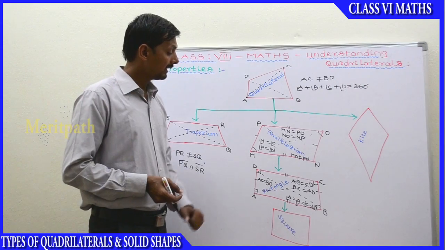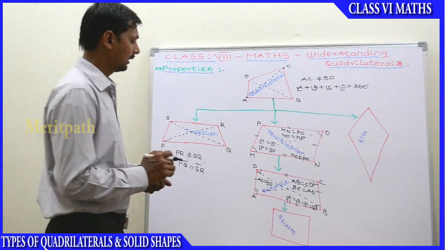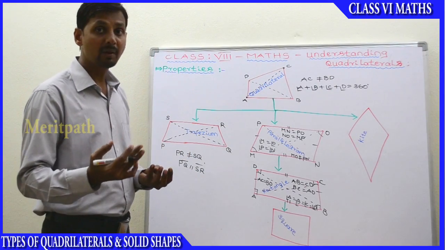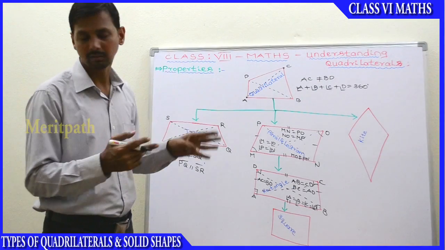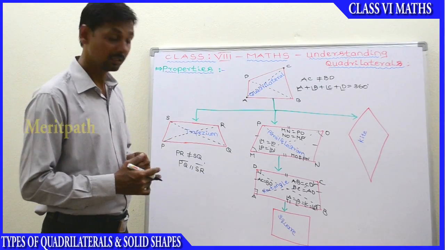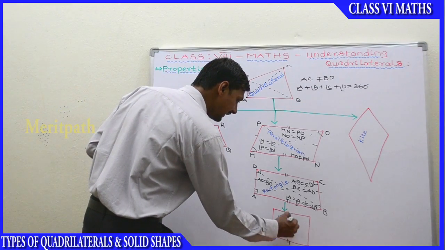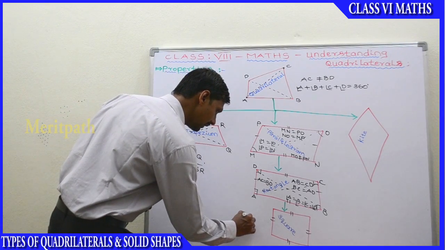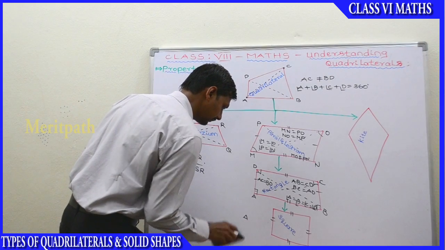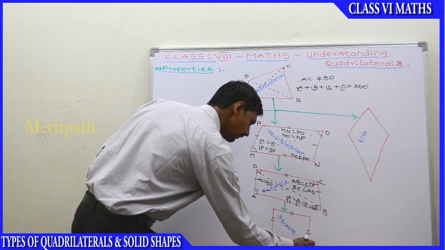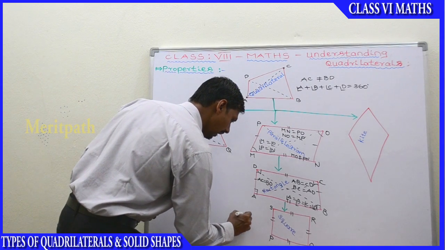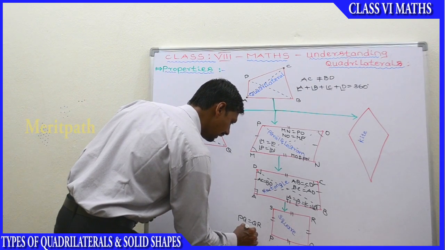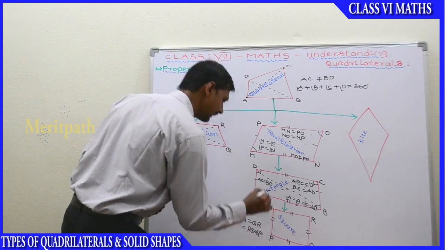Next we'll go to the square. It's a common property that the sum of all the angles of a square is equal to 360 degrees. Except for that, we know that all the sides of a square are equal. That is, if you take PQRS, then PQ is equal to QR is equal to RS is equal to SP. All the sides are equal like this.